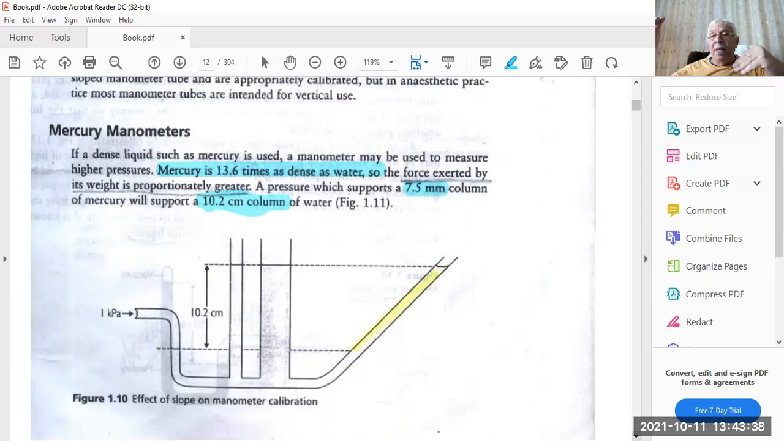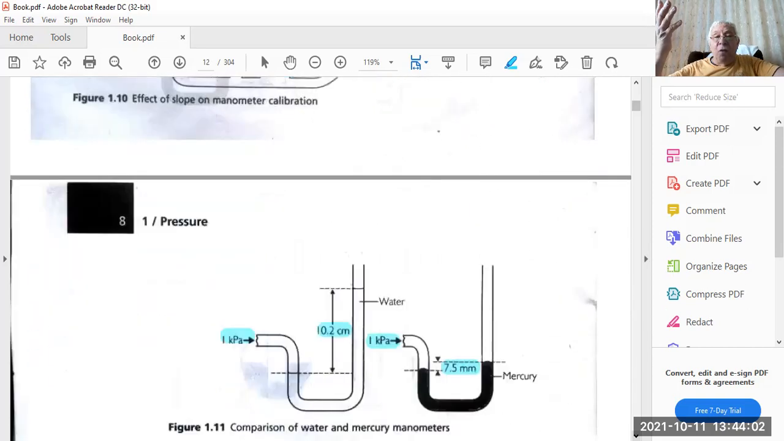As we can see, there is a much bigger height difference in the inclined tube in comparison to the straight one. The length increases. When the height difference is observed, I can see it by my eye. It makes the reading easier. This is why we use inclined tubes.